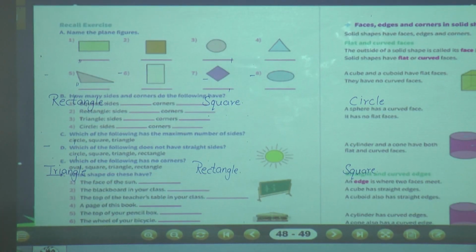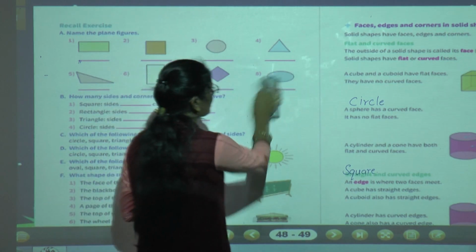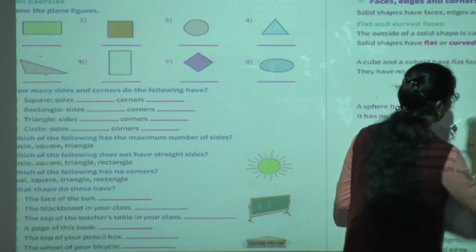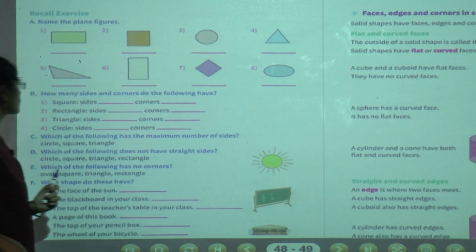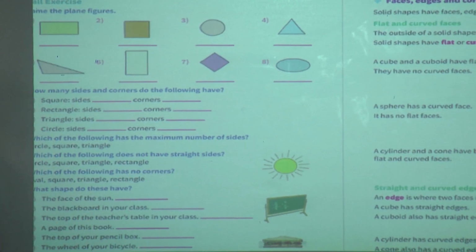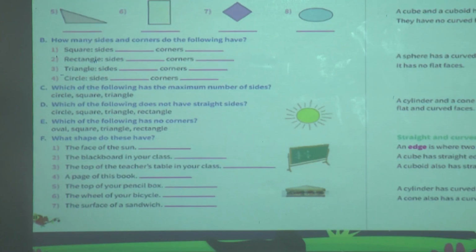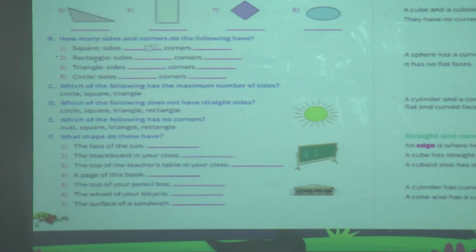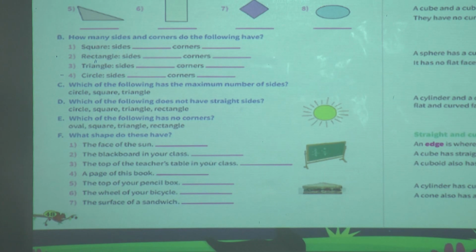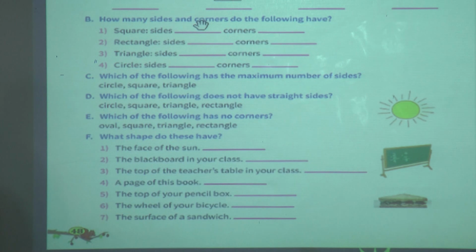Okay. The next question is, read the question. The textbook is there in front of you. So read the question carefully in your mind. The question is, how many sides and corners do the following have? See here. Square. First shape is square. Sides dash dash and corners dash dash.